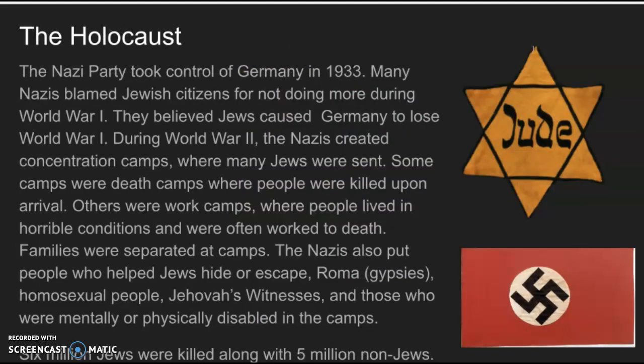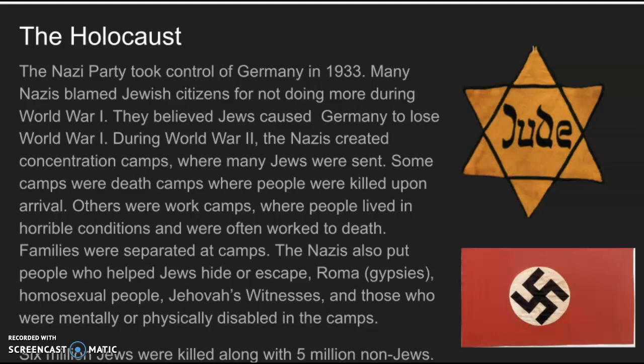Another part that you have to talk about when you talk about World War II is the Holocaust. The Nazi Party took control of Germany in 1933. Many Nazis blamed Jewish citizens for not doing more to help them win in World War I, and they really blamed them for Germany's defeat in World War I. During World War II, the Nazis created concentration camps where many Jews were sent.